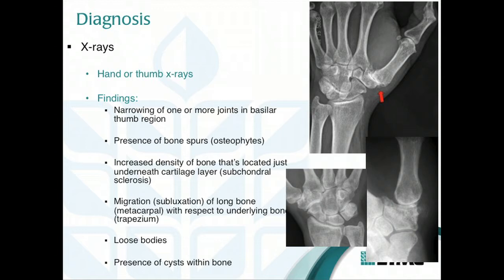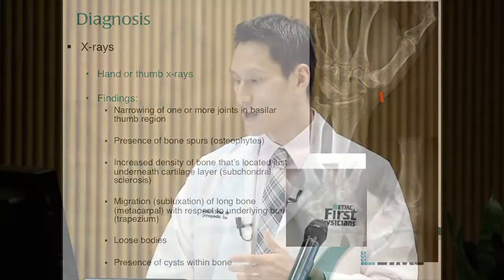There's the presence of bone spurs, also called osteophytes, and also increased density of bone that's located underneath the cartilage layer, called subchondral sclerosis. This is all just saying that there's more whiteness in this area right underneath the cartilage layer. The reason that happens is because over time with arthritis, the cartilage thins out, so there's now more pressure on the bone because the cartilage is not absorbing the load appropriately. And when that happens, the body tries to compensate for the increased pressure by developing more bone around that cartilage layer. So you get the bone spurs, and then you get more density or more thickening of the bone underneath it as a way to try to compensate for the increased pressure that the bone is now experiencing.